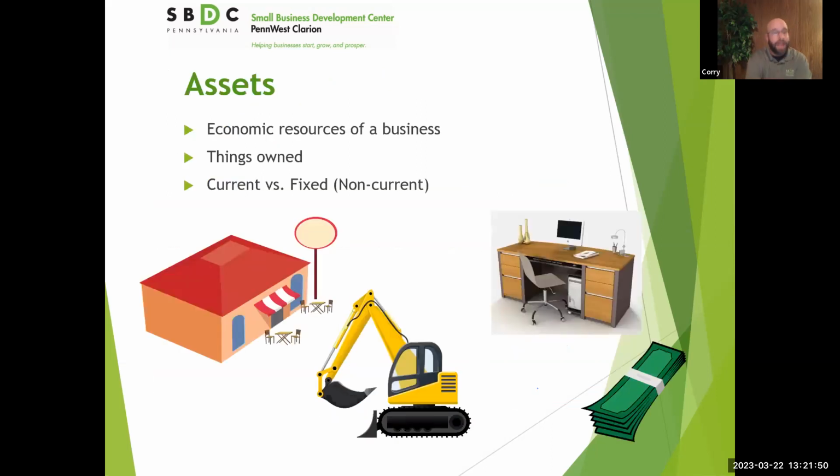So let's talk about assets. Assets are things that we own. They can be physical in nature, or they may be intangible in nature, meaning we can't necessarily touch them, but we own it and it's of value. Okay, they are resources for our business. Think about all the things you own in your business. They are used to generate income in one way or the other. So they are a resource for your business.